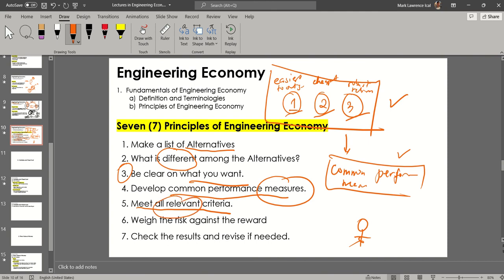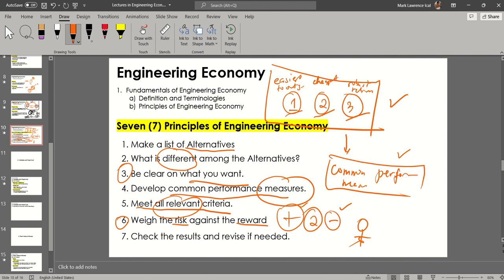So, ngayon, number 6 is weigh the risk against the reward. So, risk against the reward. This is a very vague terminology, no? But in common sense, if you're going to push for number 2, is it worth it? So yun, is it worth it? You know why? Because there will always be two sides of the coin. No? Two sides lagi. Is it a positive or a negative outcome? Is there always a risk and a reward?